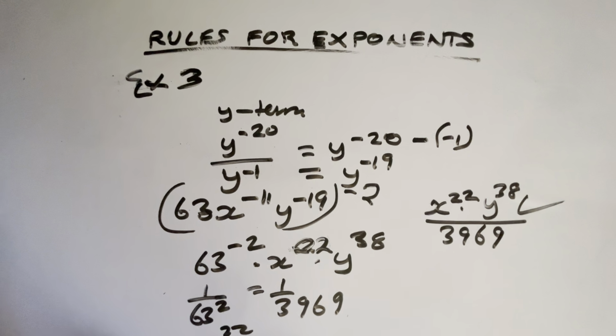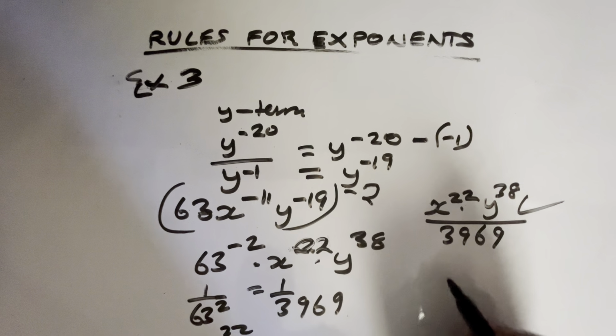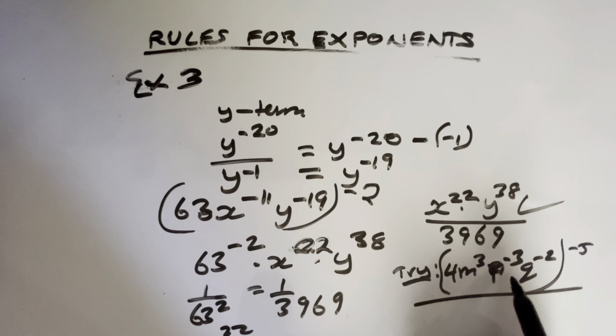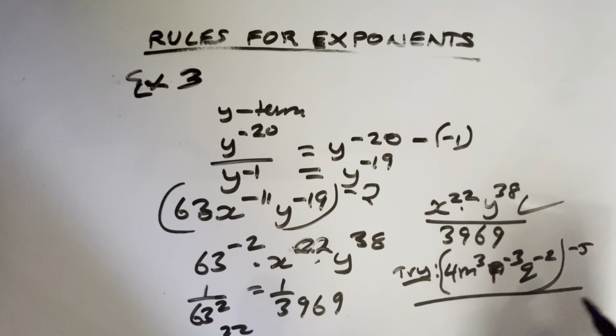So please, at home, can you try to solve this and let me know what you think? 4m cubed times p to the minus 3, q to the minus 2, all raised to the power negative 5, and let me know what you think in your comments.